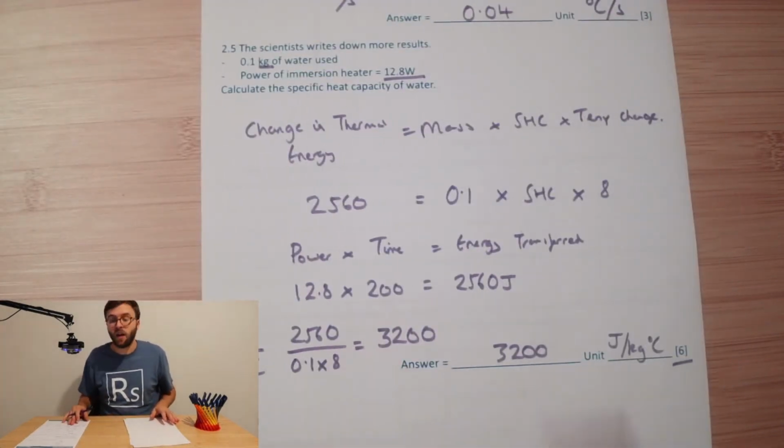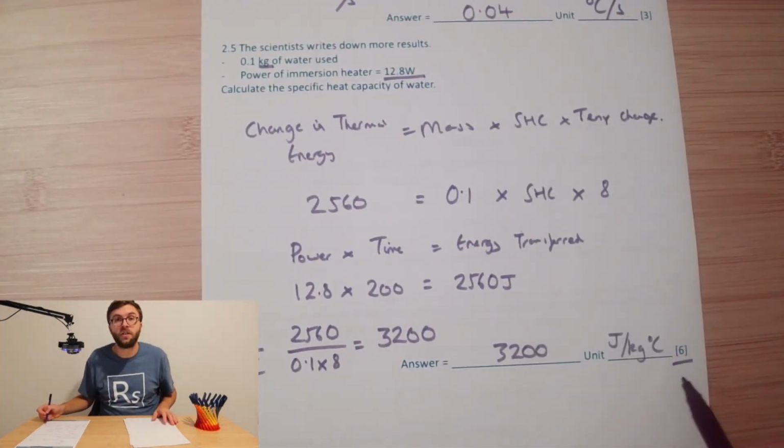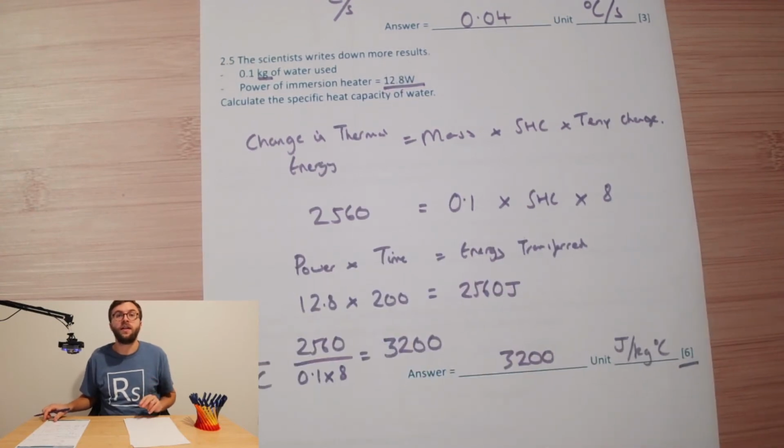As I said, look out for a 6-mark question based on a formula. You're always going to need the formula.